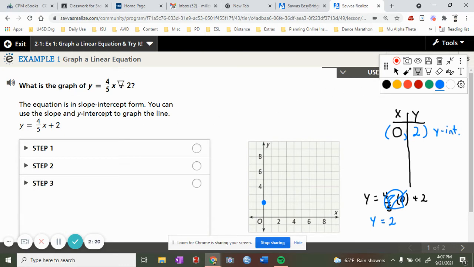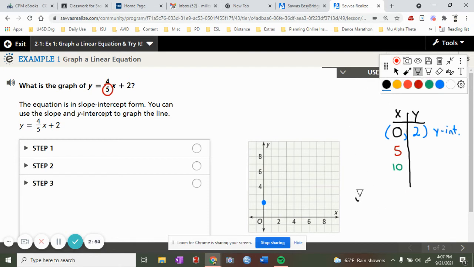Now, because my coefficient here is a fraction, what I want to do for my values of x is use multiples of my denominator. So the next one I'm going to try is 5. What do I get if I put in 5 for x? And what do I get if I put in 10 for x? So I'm going to erase this down here so I have some more work room.